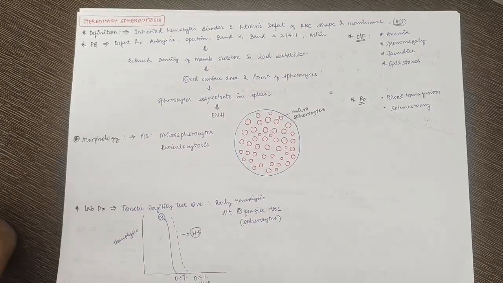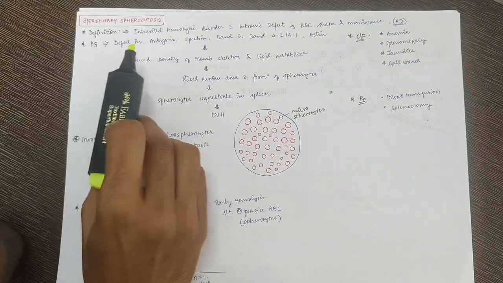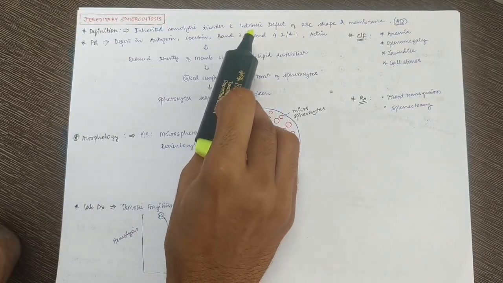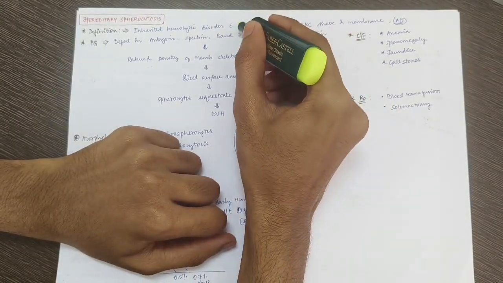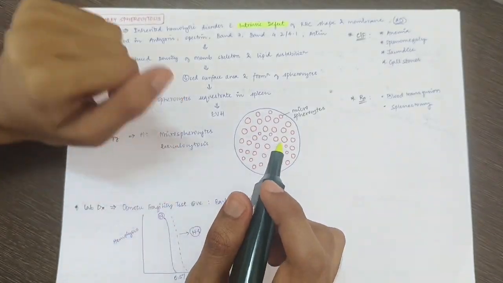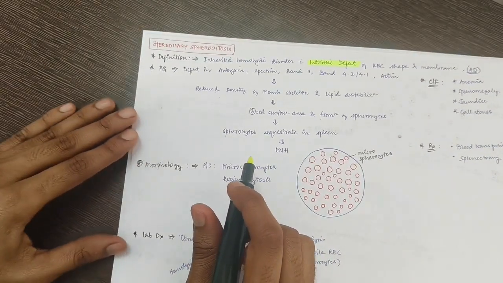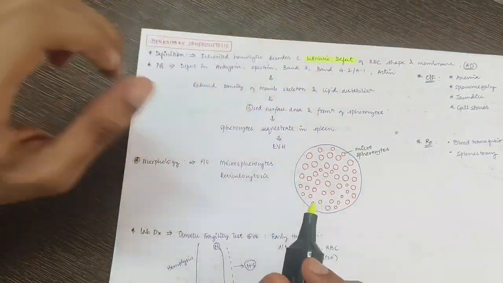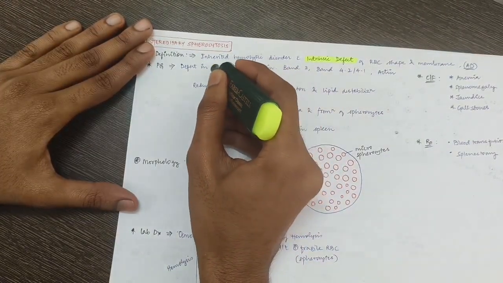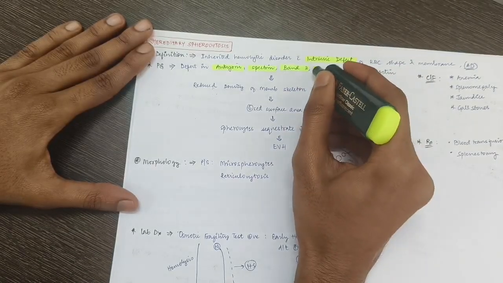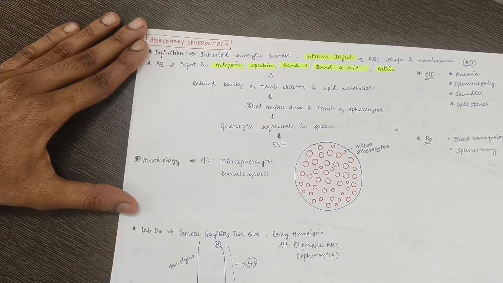Okay, now we will start hereditary spherocytosis. So hereditary spherocytosis is defined as an inherited hemolytic disorder with an intrinsic defect of RBC shape and membrane. There is some intrinsic defect that has led to the RBC shape and membrane defect. So what is the pathogenesis? Basically the pathogenesis is the intrinsic defect. So what is the intrinsic defect there? There is a defect in ankyrin, spectrin, band 3, band 4.2 or 4.1 and actin. These are the proteins which will be defective in case of HS.